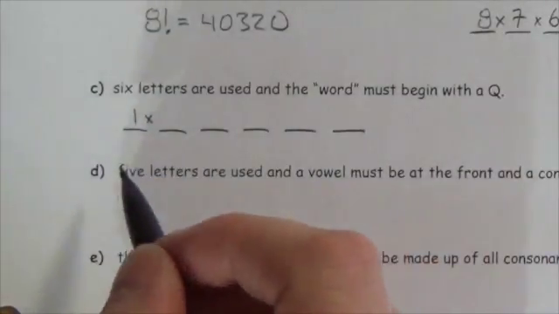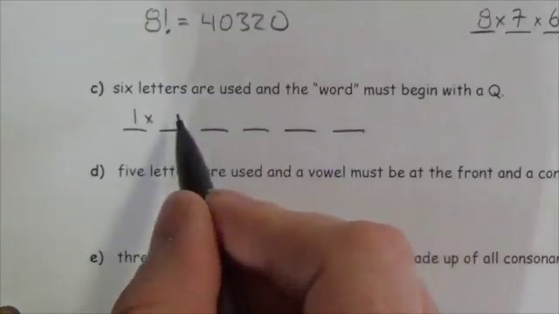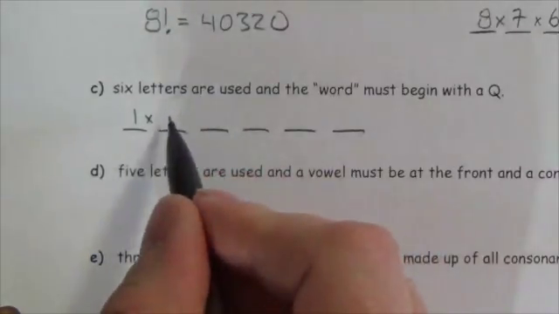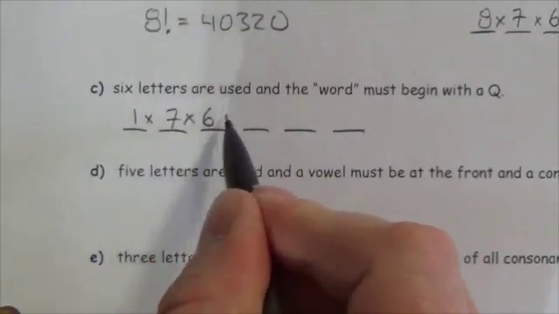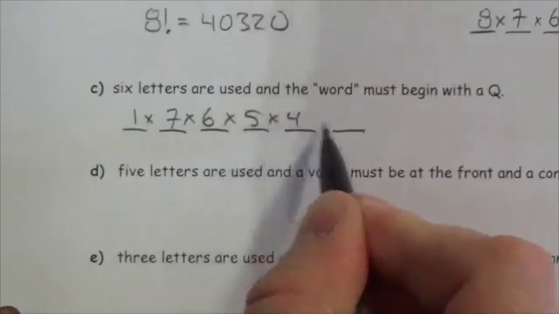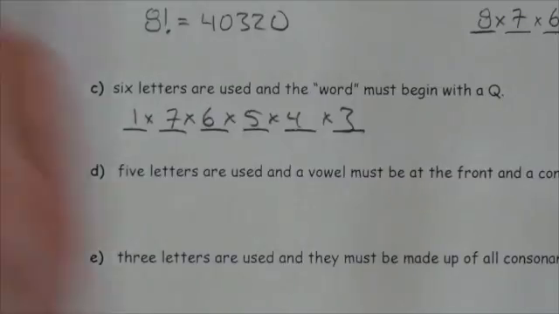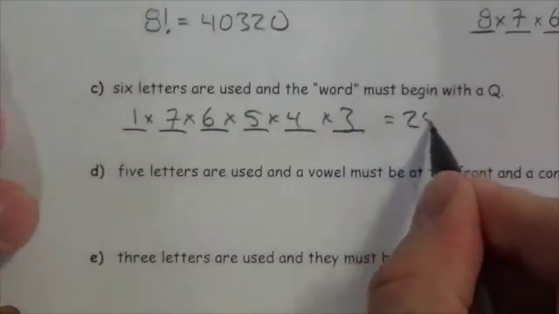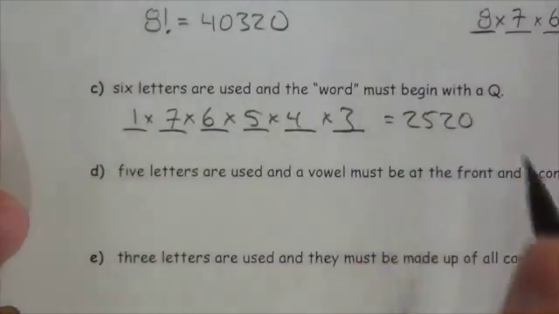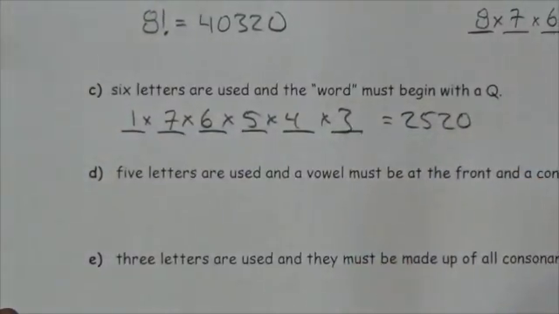Now, once that choice has been made, though, you can't repeat the letters, so now I've got 7 options for here, and then 6, and then 5, and then 4, and then 3. So then we go to our calculator, and we just multiply that out, 7 times 6 times 5 times 4 times 3, and that becomes 2,520 different 6-letter arrangements that begin with a Q.